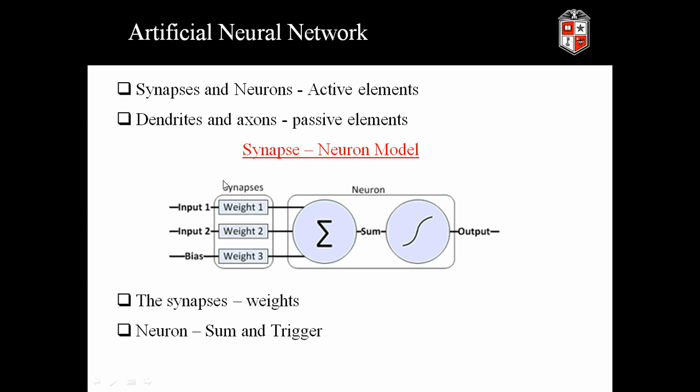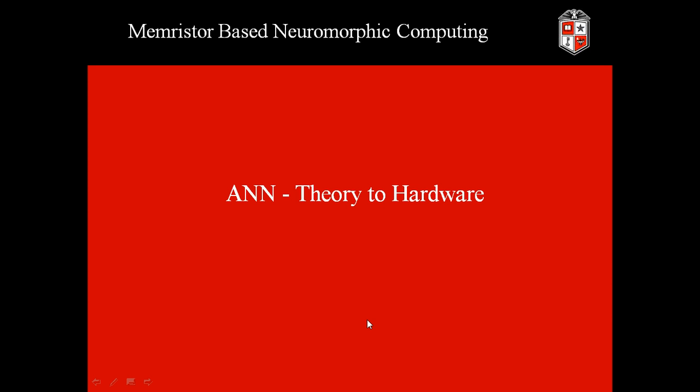The weightage function is done by synapses in the brain circuit. So the synapses in the brain can be realized using memristors, the summation function can be done by any summing circuit, and the threshold function can be done by any comparator circuit. This is the way the whole functionality of the neuron can be done in hardware. The synapses and the neurons can be considered active elements, whereas dendrites and axons, which pass the information from one neuron to another, can be considered passive elements. The synapse provides the weightage function, whereas the neuron does the summation and trigger functionalities. So how are we going to implement this artificial neural network in hardware?